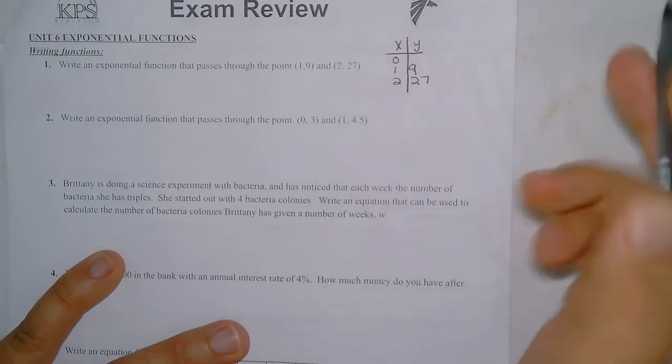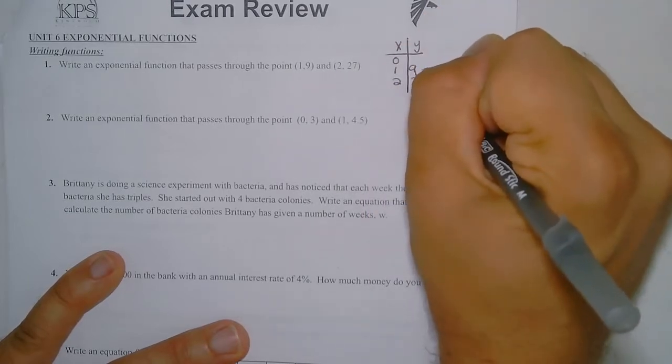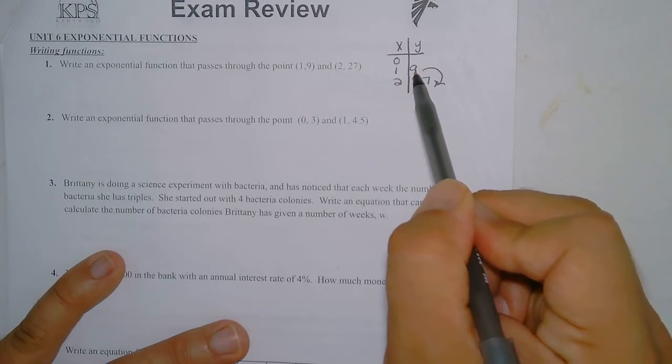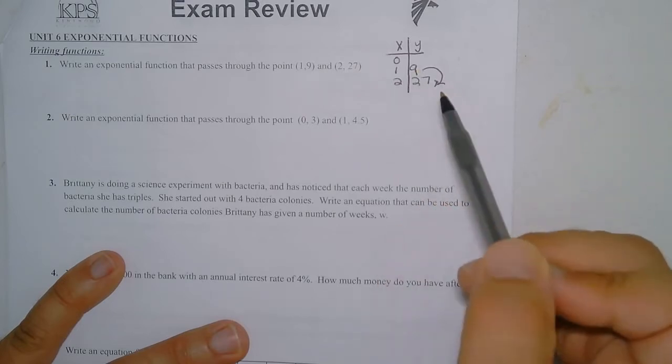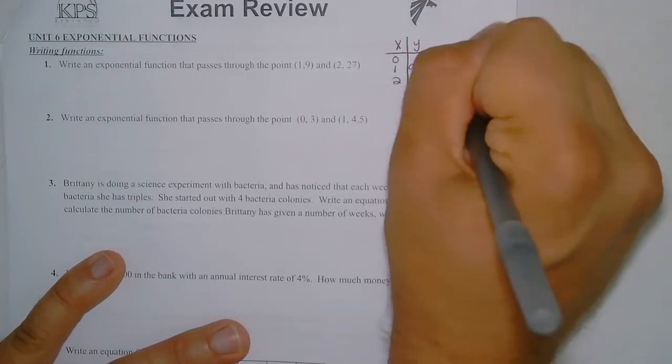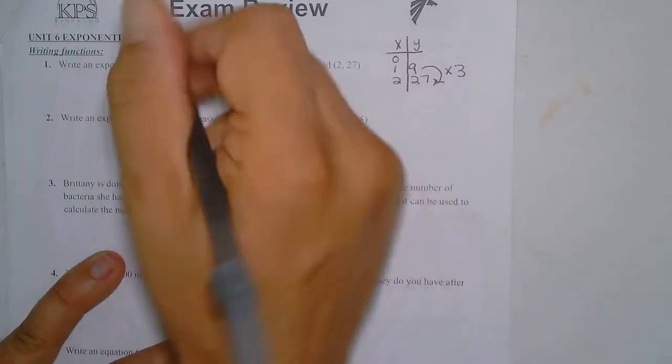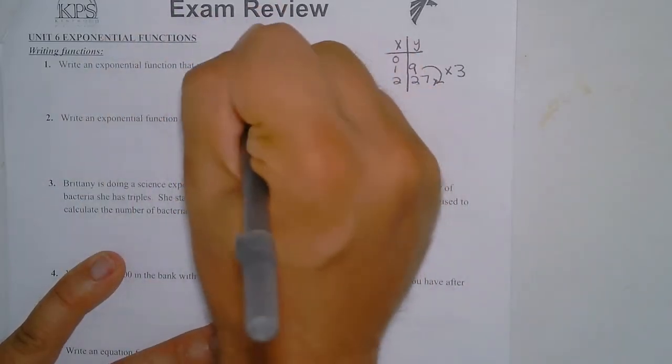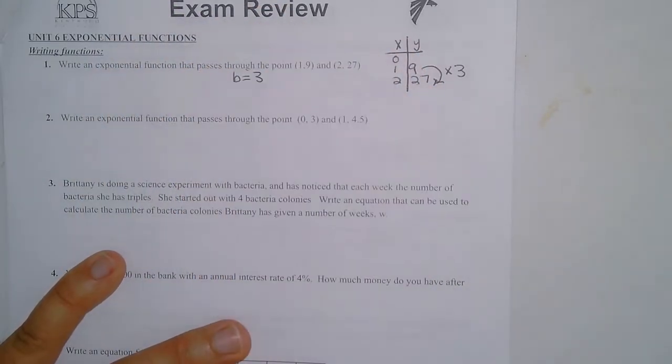Now, exponential functions multiply to get to the next number. So to take 9, what do I multiply to make it into 27? And that number is 3. So I know that my growth factor is 3.